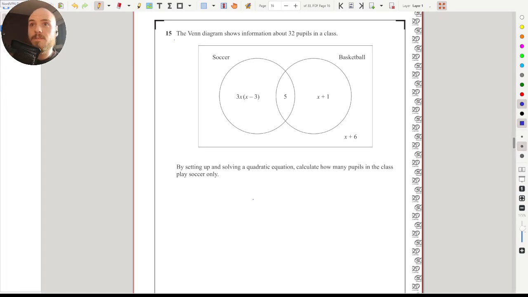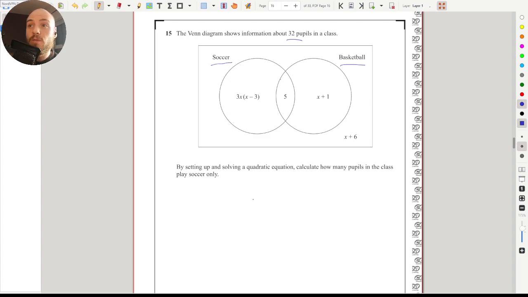Back on to question 15. Let's take a wee read through. A Venn diagram shows information about 32 pupils in a class. We've got people playing soccer and people playing basketball. These circles in Venn diagrams generally hold the amount of people who are playing that particular sport.